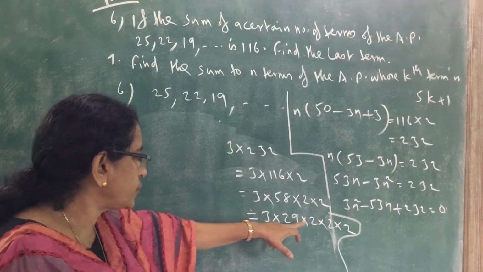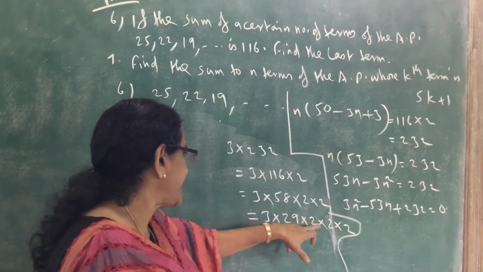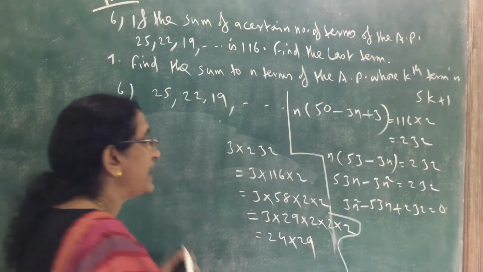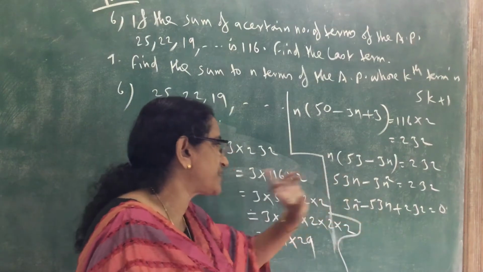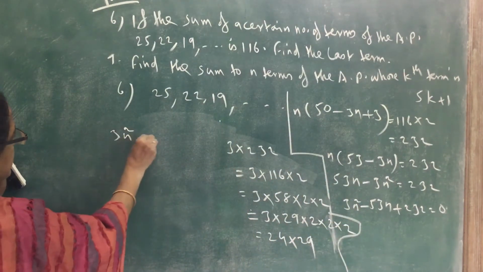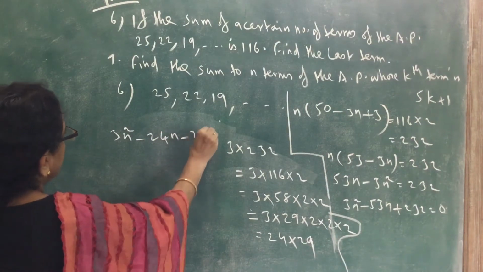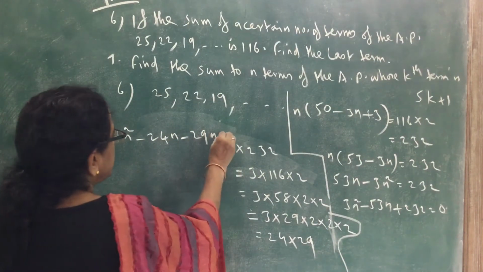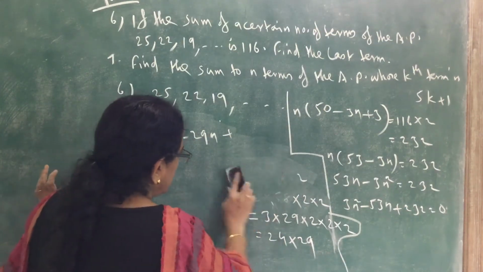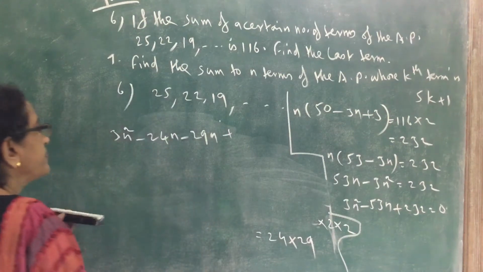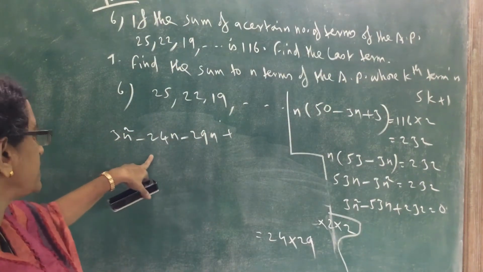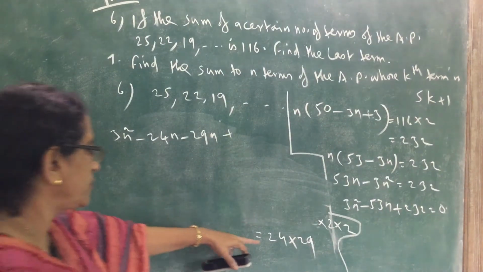So 29 into 2 into 2 into 2 is 8, 8 into 3, 24. So this is the same as 24 into 29. And we know 24 plus 29 is 53. So how can we split the middle term? 3n square minus 24n minus 29n plus 232. Like this we can find the factors. So the factors are 24 and 29, that number can be split as 24 and 29.